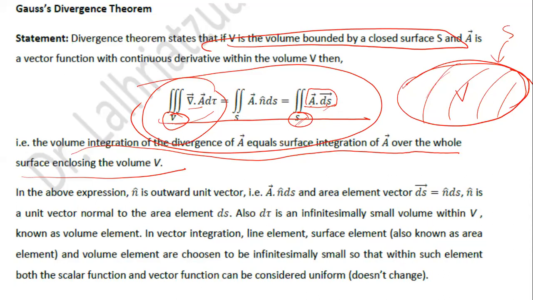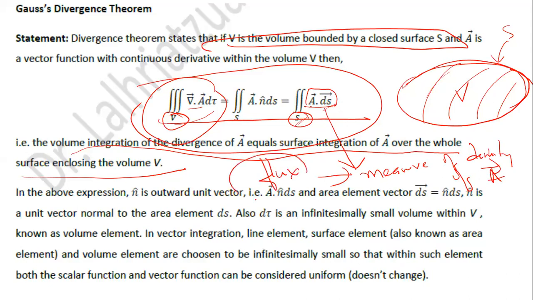A dot ds is a measure of the density of the vector field A. The term given for such a measure of density of the vector field A is called flux.